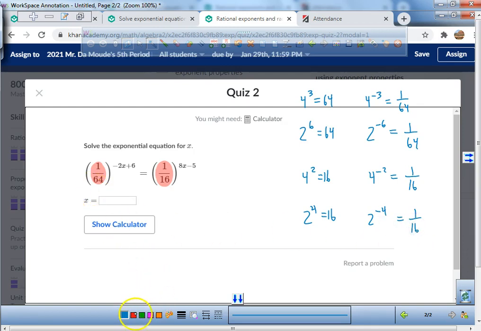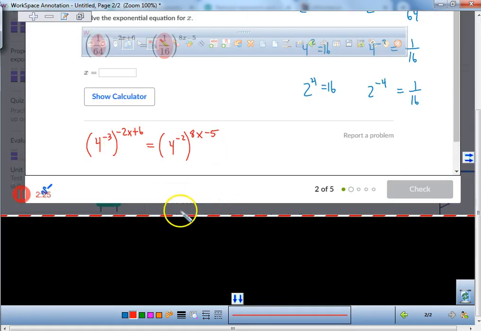So watch what I'm going to do. I'm going to change this to 4 to the power of negative 3. We have negative 2x plus 6 equals 4 to the power negative 2 raised to the power of 8x minus 5. Now, students will often forget that when you have power to a power, you have to multiply everything. So I want you to put this in parentheses. That reminds you to multiply. So I'm going to distribute that negative 3 to both numbers and that negative 2 to both numbers.